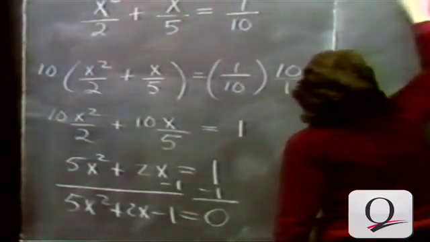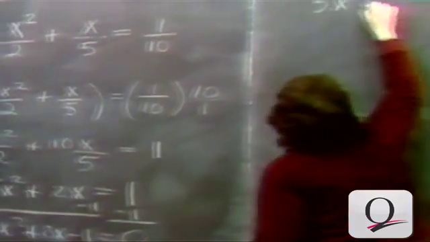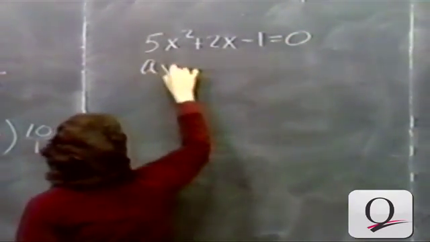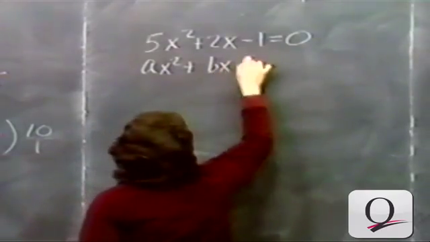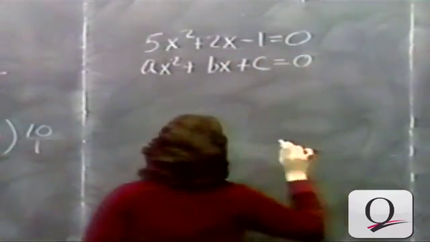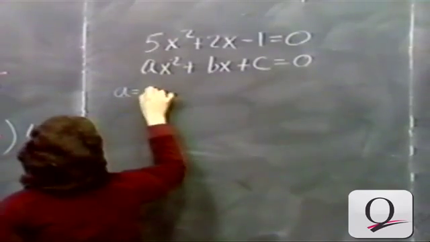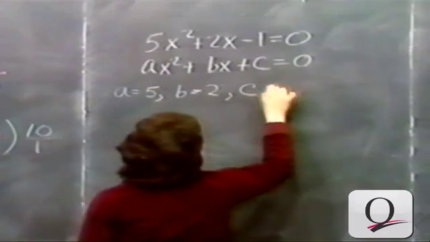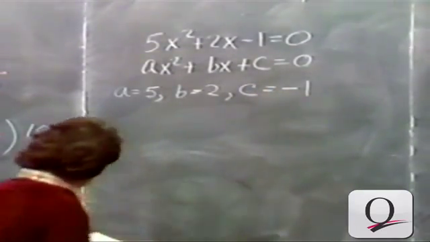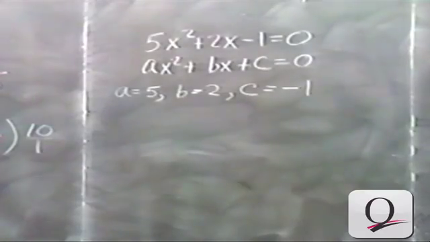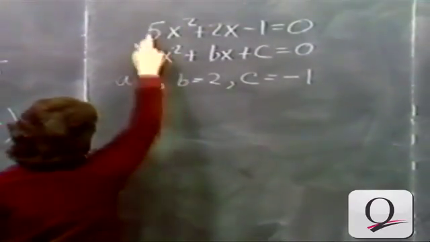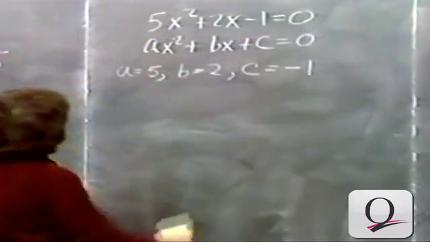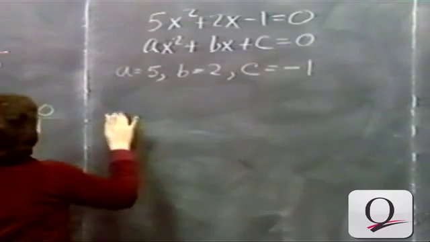Let's match it up. 5x squared plus 2x minus 1 equals 0. We're matching this up to ax squared plus bx plus c equals 0, and we get a equals 5, b equals 2, and c equals minus 1. a is the coefficient of x squared, 5; b the coefficient of x, 2; c the constant, which is minus 1. Now we substitute into the formula.